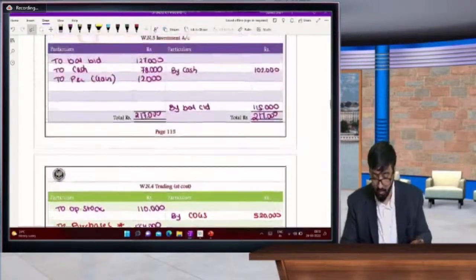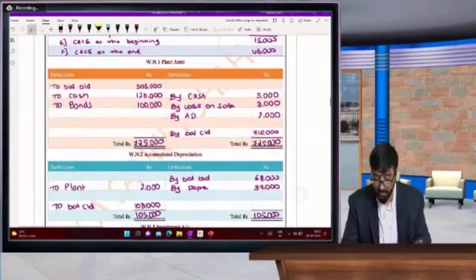बेटा प्लांट अकाउंट में कैसे नहीं टैली हुआ. कैसे डिफरेंस आएगा 3,000. आपने लॉस ऑन सेल लिखा ही नहीं है. आपने लॉस ऑन सेल नहीं लिखा इसलिए डिफरेंस आया. टैली तो होना ही चाहिए.